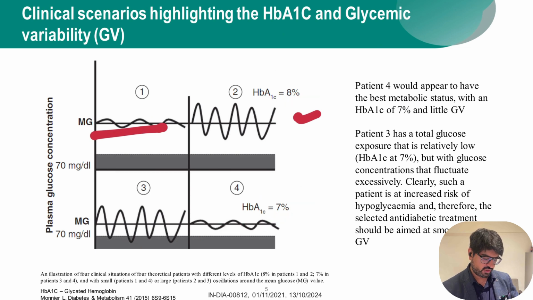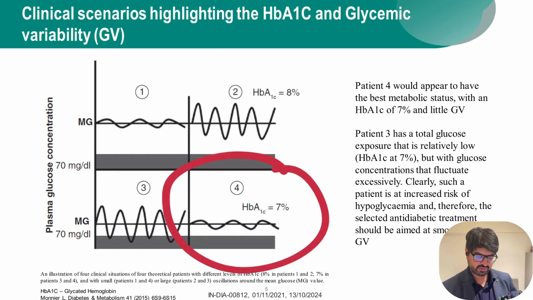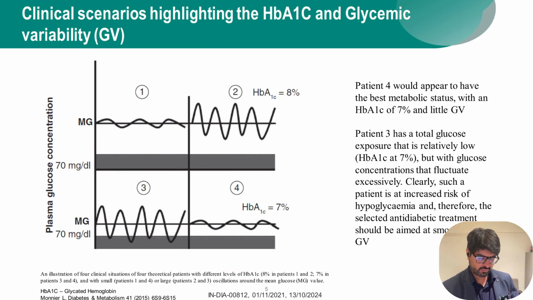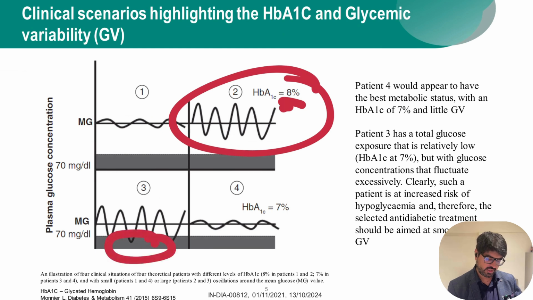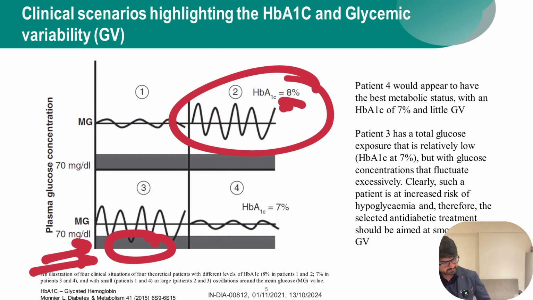So of all these 4 groups, which patient has the lowest risk of complications? This patient has the lowest risk of complications, whereas this patient has the highest risk of complication. Overall, the glycemic variability is very high in this patient, along with the high HbA1c. And remember, patient 3 is also going into hypoglycemia, so patient 3 is also likely to develop a potential cardiovascular event as well. So what we need to understand is that not only do you need to look at the HbA1c, but you also need to look at the glycemic variability of the patient.